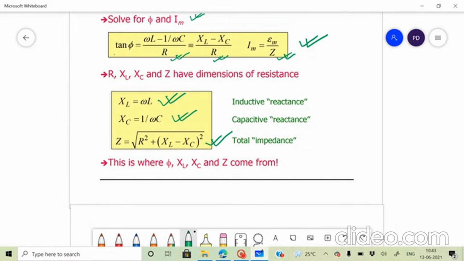Now, I am going to ask you a question. Why is there a negative sign in between XL and XC? This is something for you to look at.